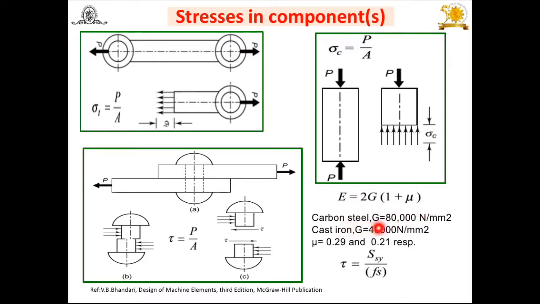And for carbon steel, the value of G is 80,000 Newton per mm square. For cast iron, the value of G is 40,000 Newton per mm square. And for mu, Poisson's ratio, for carbon steel it is 0.29, and for cast iron it is 0.21 respectively. Again, how to find out the permissible shear stress? Tau permissible is equal to SSY upon FOS, and generally you will find 0.5 SYT upon FOS also. This is about the direct stresses induced in the component: tensile, compressive, and shear stress.